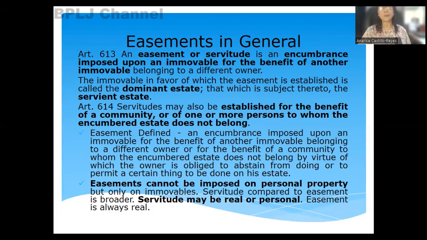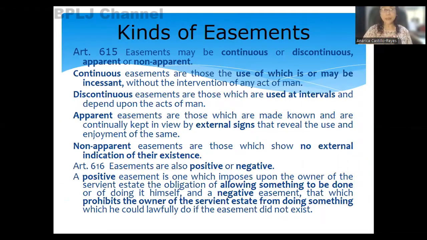Can easements be imposed on personal property? The answer is no. Easement is always imposed on real property. It cannot be imposed on personal property. However, servitudes may be real or personal, while easement is always on real property. Now, what are the kinds of easements? Easements may be continuous or discontinuous, apparent or non-apparent.